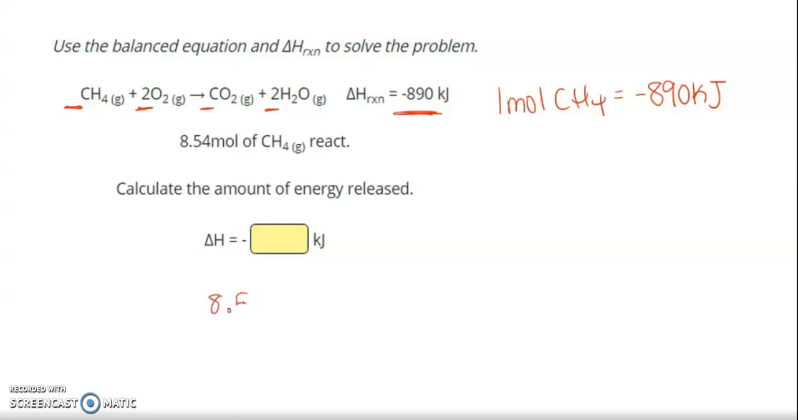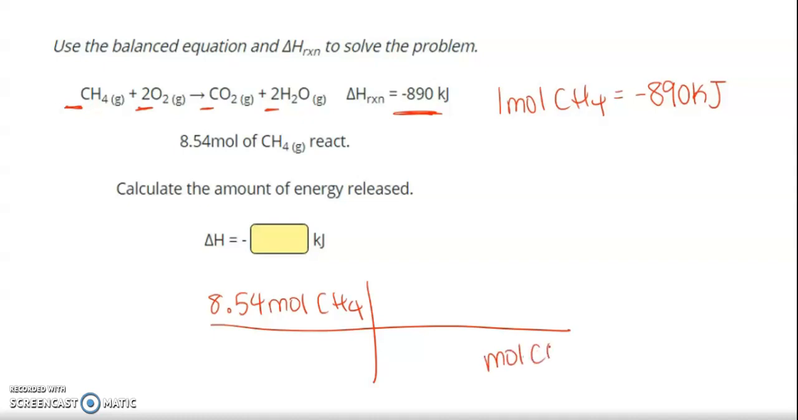We're going to take 8.54 moles CH4, and we're going to set up conversion. We'll drag down mole CH4. Because we know the kilojoules per mole CH4, we can go straight to kilojoules. And then we plug in the numbers. We use that 1, that coefficient from CH4. And for every 1 mole CH4, we have negative 890 kilojoules.